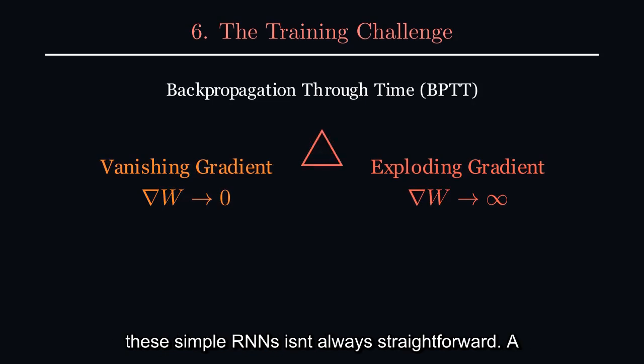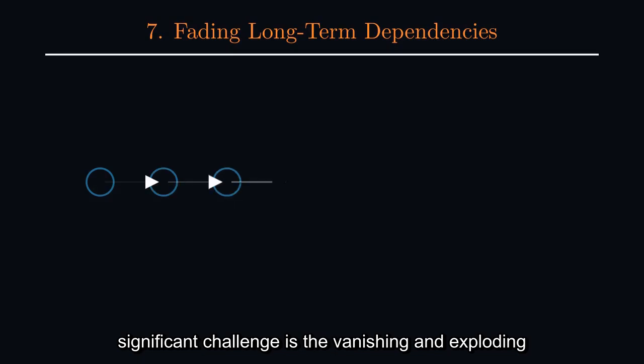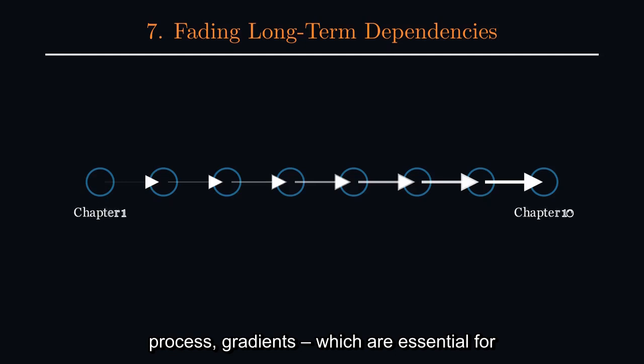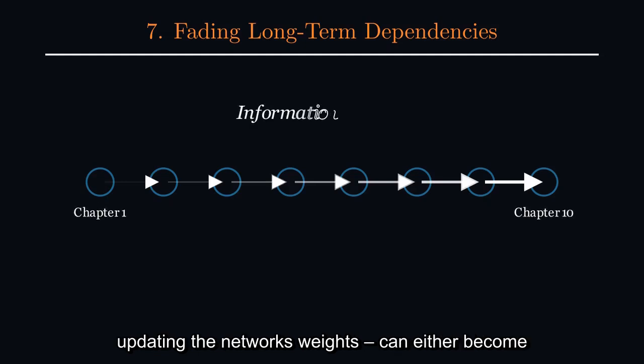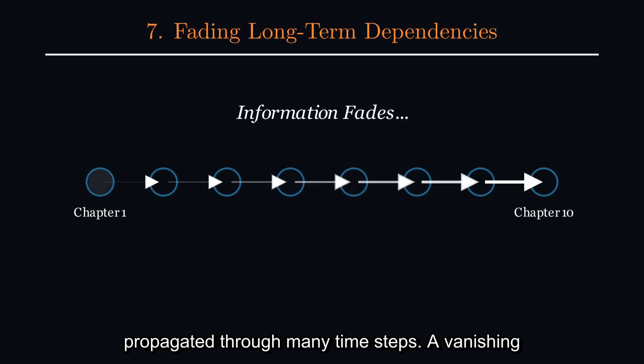However, training these simple RNNs isn't always straightforward. A significant challenge is the vanishing and exploding gradient problem. During the backpropagation process, gradients, which are essential for updating the network's weights, can either become extremely small or extremely large as they are propagated through many time steps.